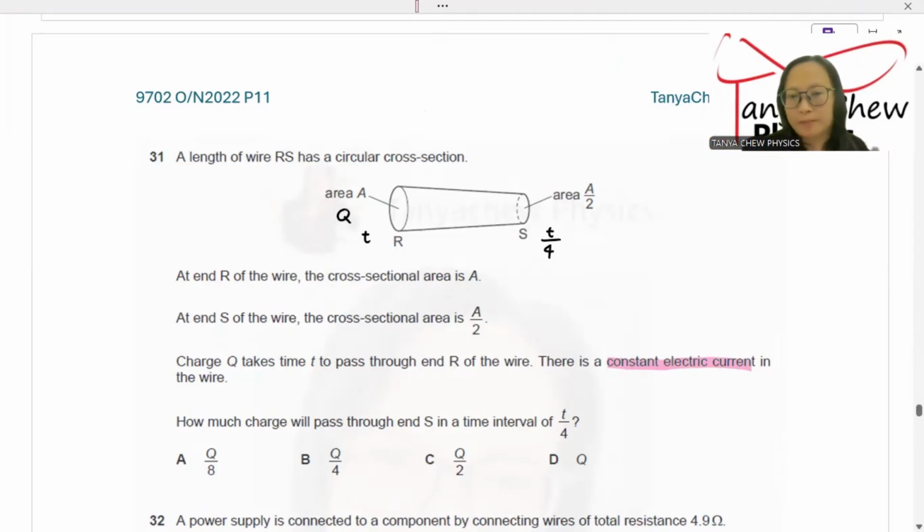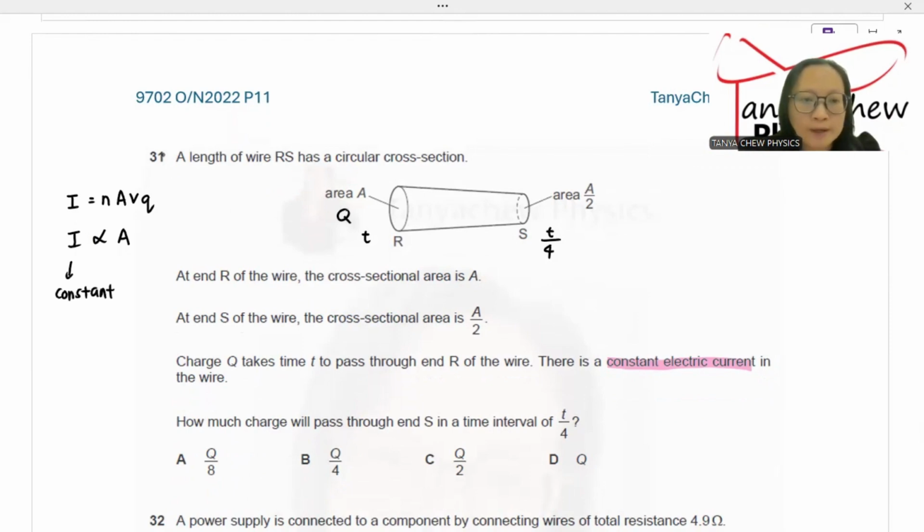Now, the question did mention that there is a constant current. Now, I have to write down the relationship between current and other physical quantities. So, current is equal to NAVQ, where N represents the number of charge density, A represents the cross-sectional area, V represents the drift velocity, and Q represents the charge. Right, so current is actually directly proportional to area.